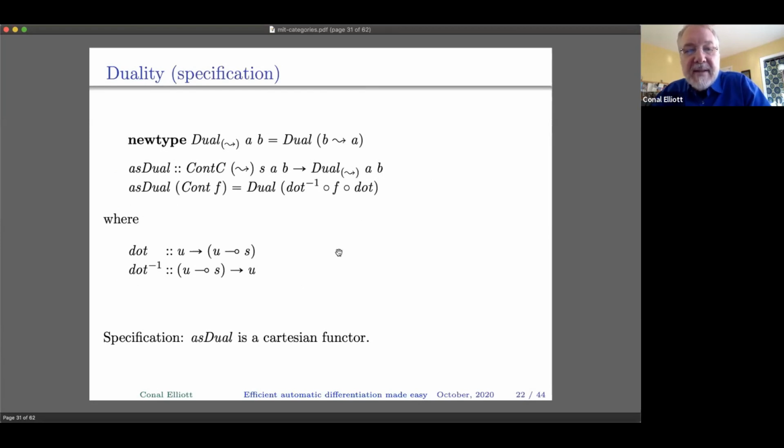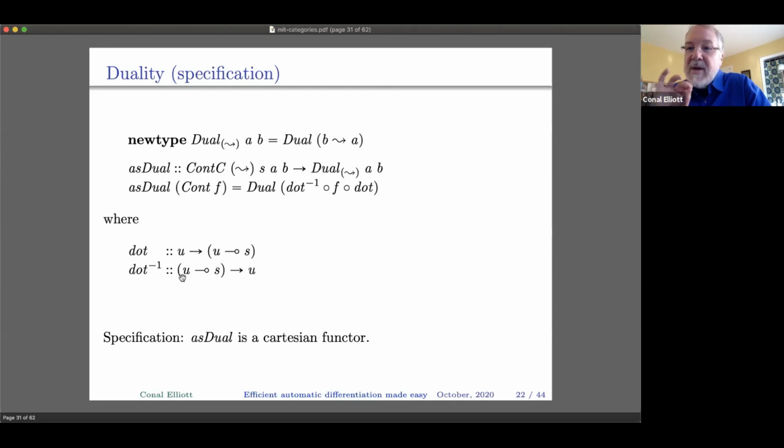And so how do we make this intuition formal? Exactly the way we've done all the rest. We define a new type dual, which we're going to define as a category, and we'll relate it to something we already know, which is the continuation form, by this formula here. This is all in the paper. You can read for details. And this dot and dot inverse are the isomorphism I talked about that relates vectors to linear functionals.